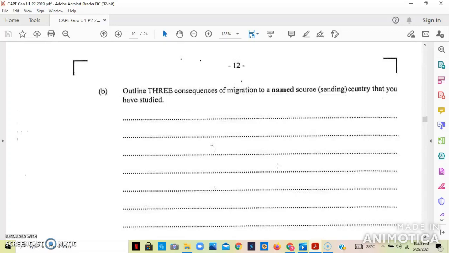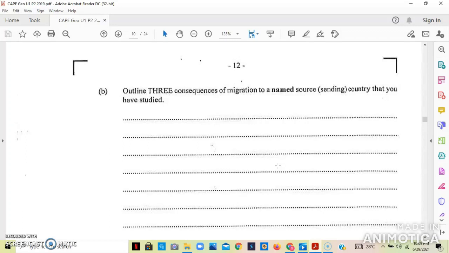Part B basically said that we're to outline 3 consequences of migration to a named source country that you have studied. Another name for the source country is the sending country, the country that you're leaving. Now, what are some of the consequences of migration to a source country? The consequences are practically similar for most of the source countries, so depending on where you're located, you can look at it from that end. I'm not sure which country your teacher went through with you, but I'm going to look at it from Jamaica's point of view. When persons migrate from Jamaica, these are some of the consequences that are left.